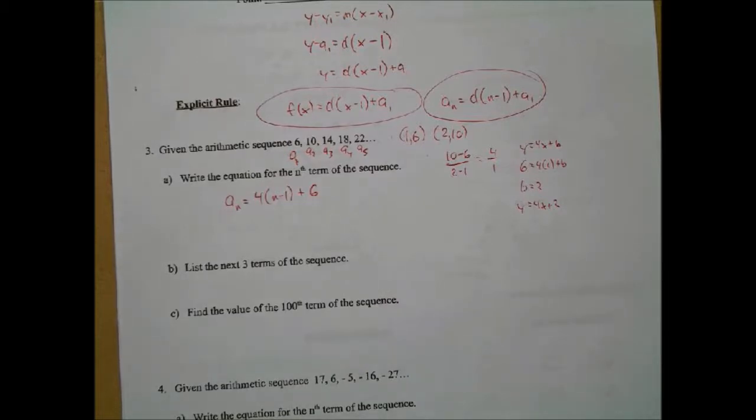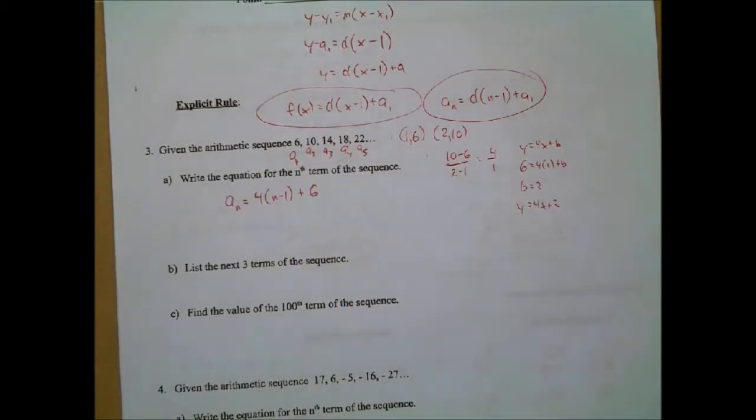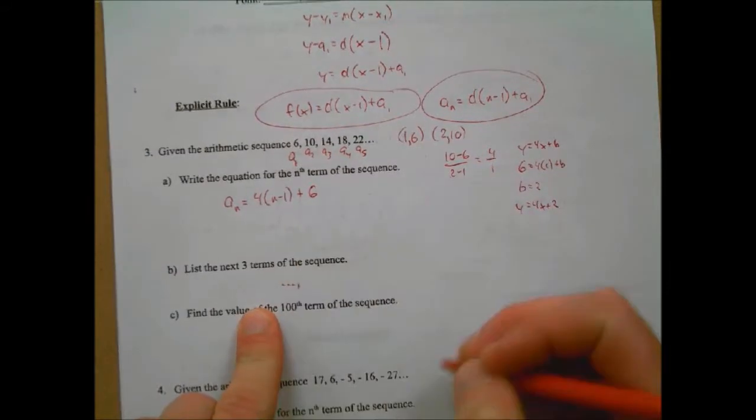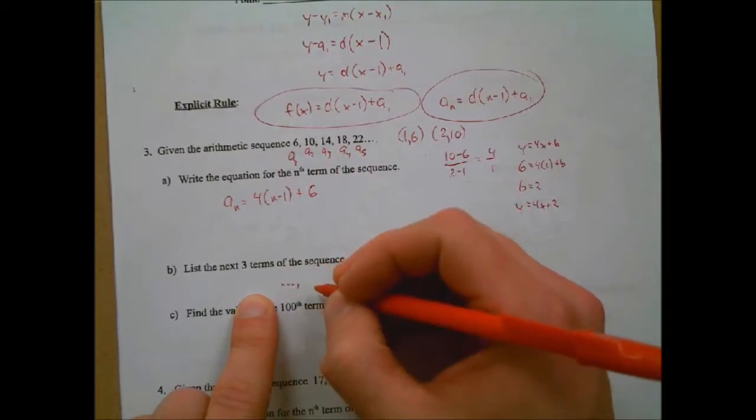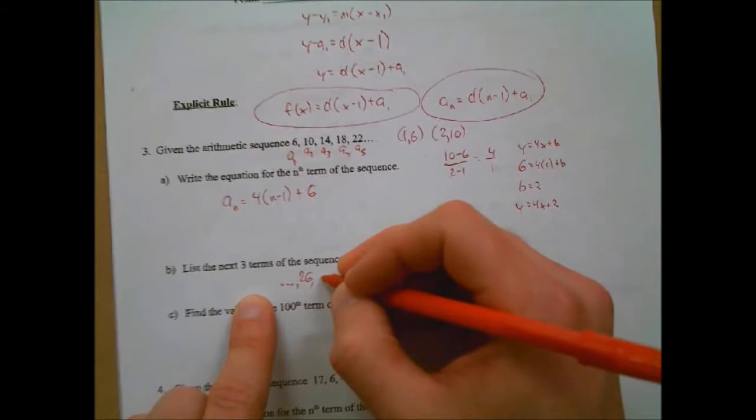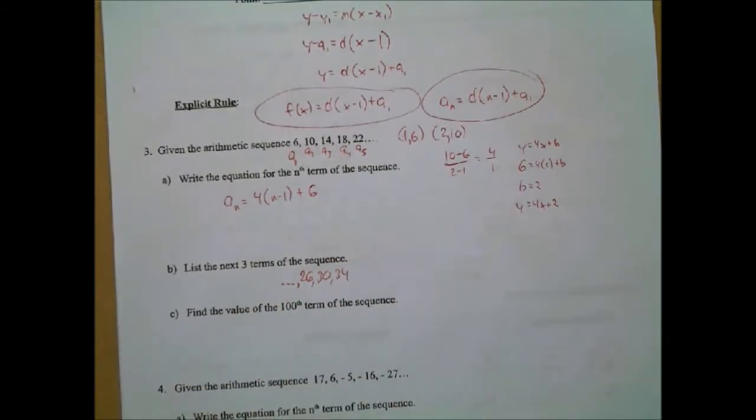Yes. What's the sequence we're talking about here? 6, 10, 14, 18, 22. If you want to find the next three terms, you've got to keep adding 4. So what's the next term? Dylan, what's the next term? 26. And then? 30. And then? Okay, perfect. Thank you. All right, it's that easy.